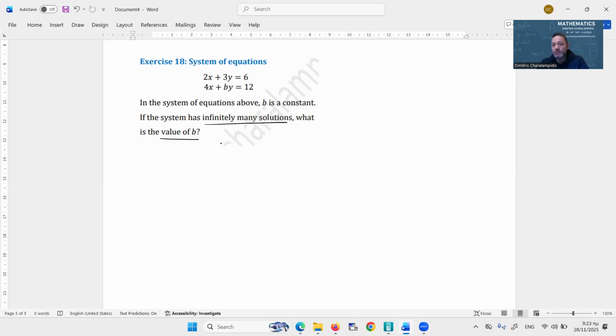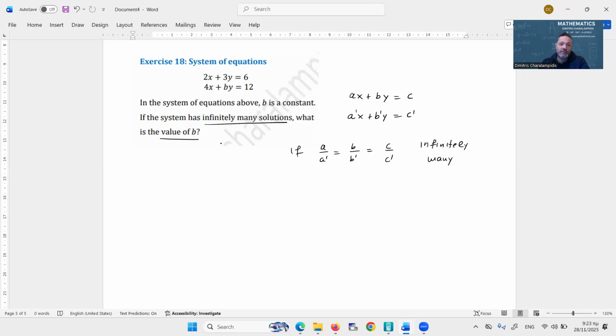This is a theoretical exercise. I cannot use the calculator or even the Desmos. I have to consider theory. We know that in the system ax plus by equals c, and then a prime x plus b prime y equals c prime, if a over a prime is equal to b over b prime, and that's equal to c over c prime, then we have infinitely many solutions.